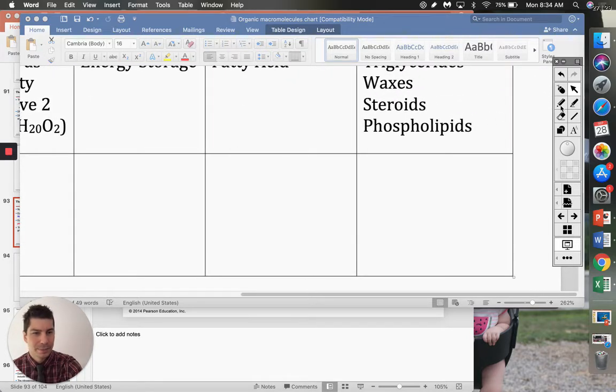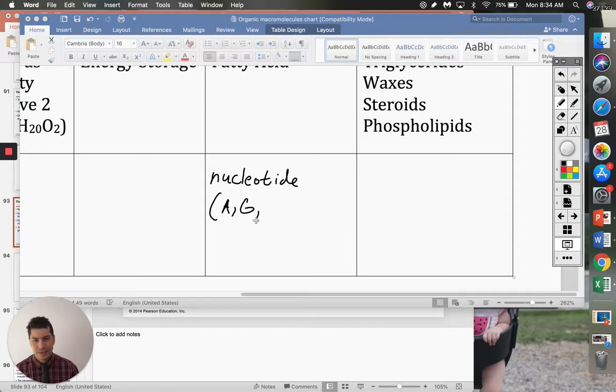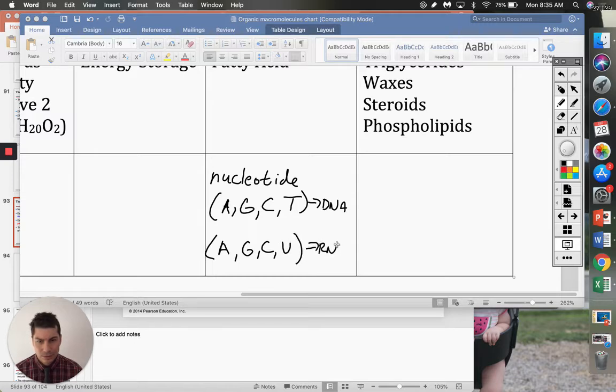Let me do monomers and polymers. Our monomer is called a nucleotide. There are 4 of them for DNA: adenine, guanine, cytosine, and thymine. There are also 4 of them for RNA. Still A, still G, still C. The only difference is that instead of thymine, it's going to be uracil for RNA.